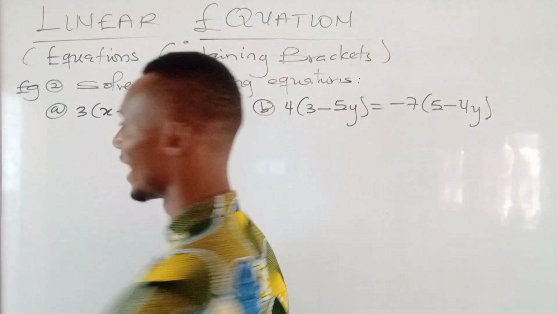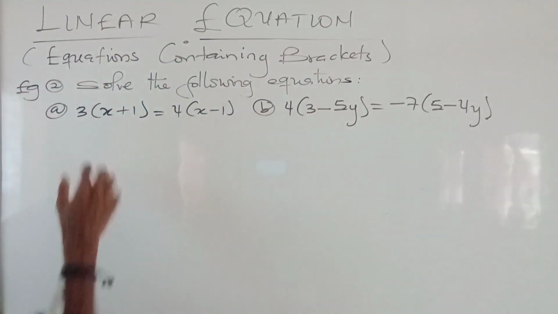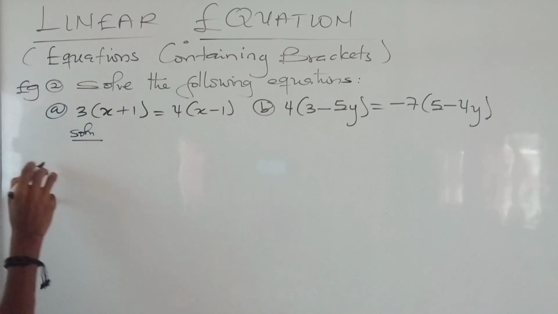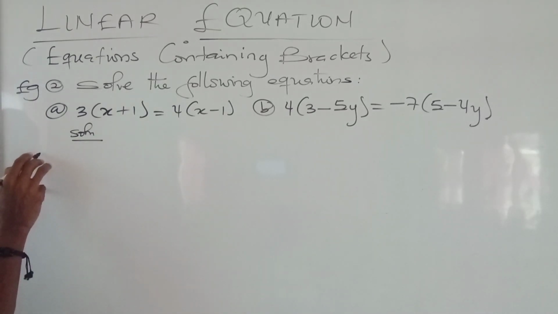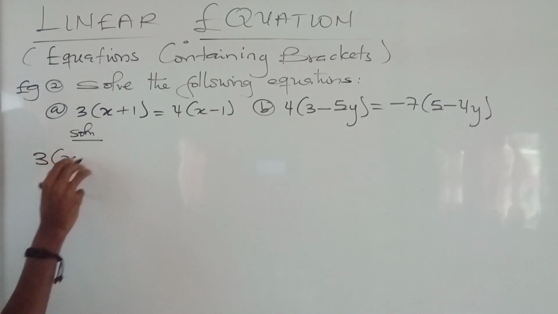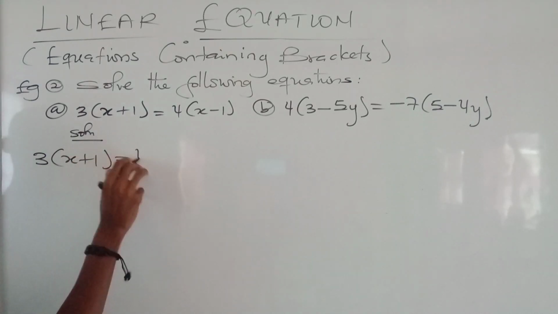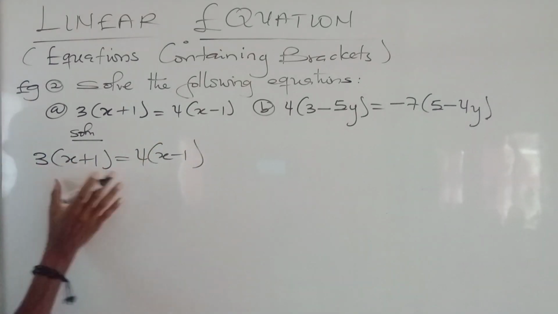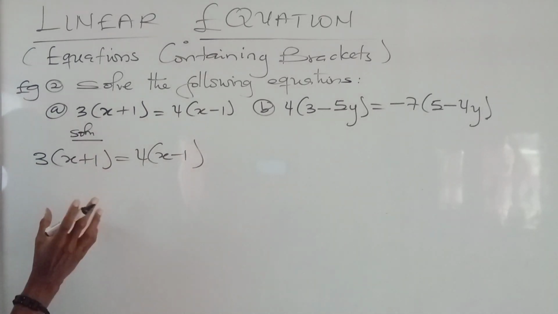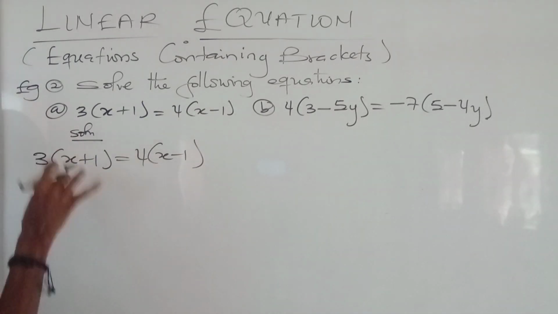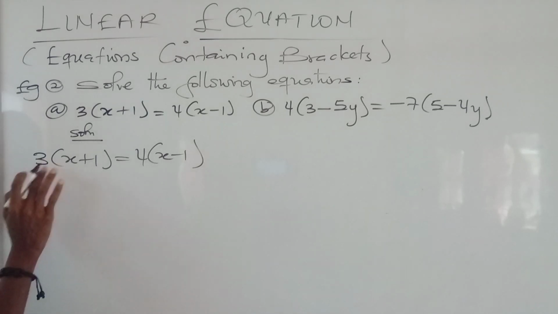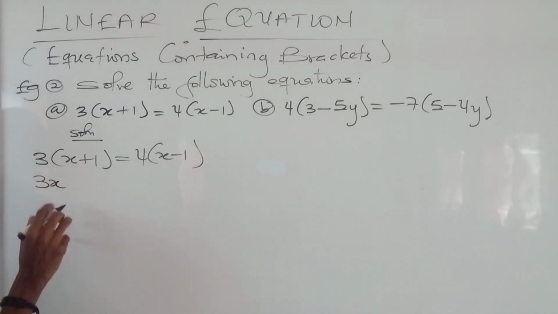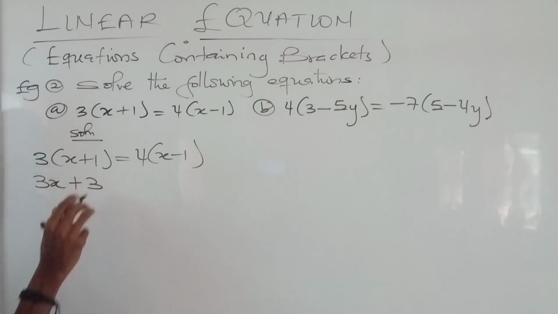So let me write my solution, and let's do it together. Let's start with A. I have 3 into bracket s plus 1 equals 4 into bracket s minus 1. The 3 will open its bracket by multiplying each term in the bracket. So the 3 multiplies the s to give me 3s, and the 3 multiplies the plus 1 to give me plus 3.